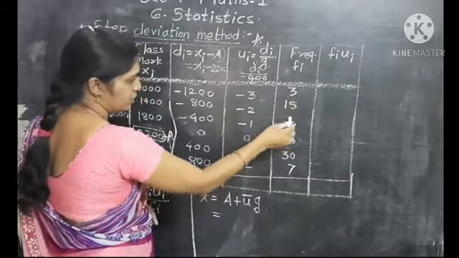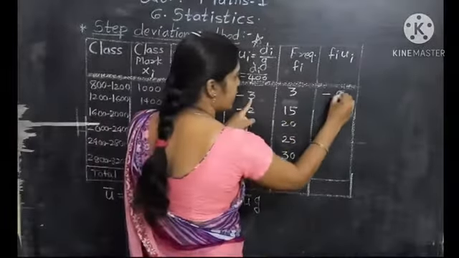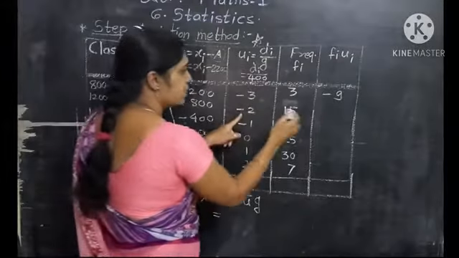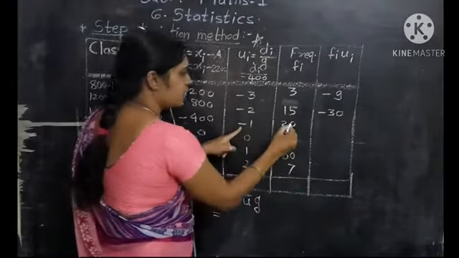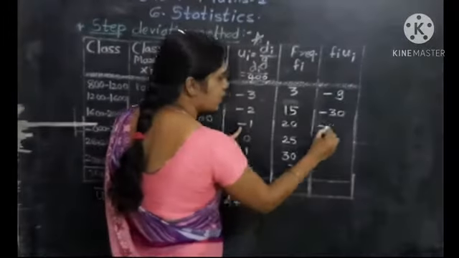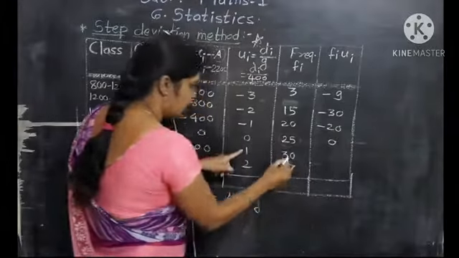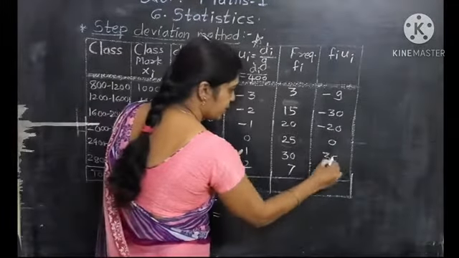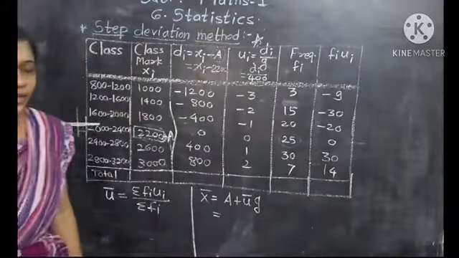Multiplication of these two terms. 3 3s are 9, plus minus minus minus plus minus, 15, 2 15s are 30. Minus 20 into minus 1, minus 20. 25 into 0, 0. 31 is 30. 7 2s are 40. Okay.